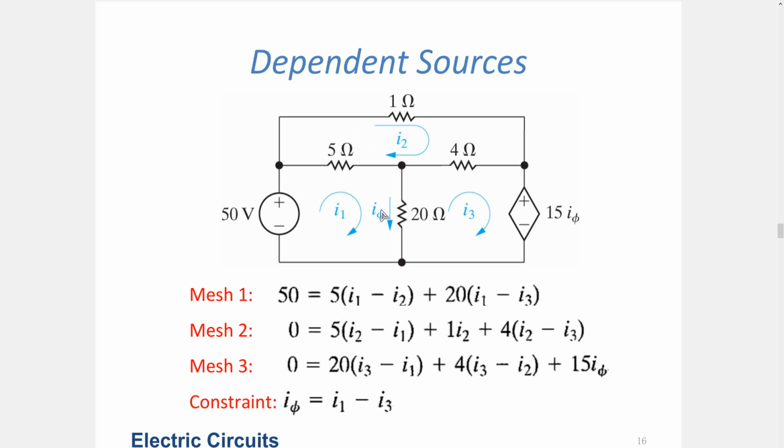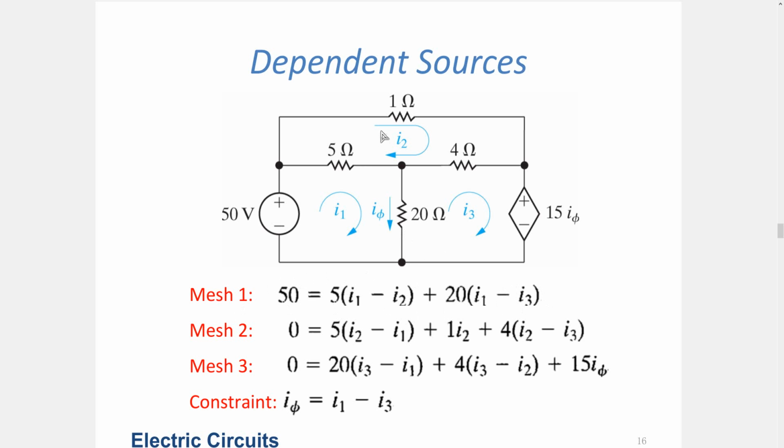And I continue to rotate. Here at 20 ohms, I have I1 and I3. So I1 minus I3 times 20 would be equal to 0. And if I move the 50 volts term to the other side, I'm going to get this equation, as you can see.